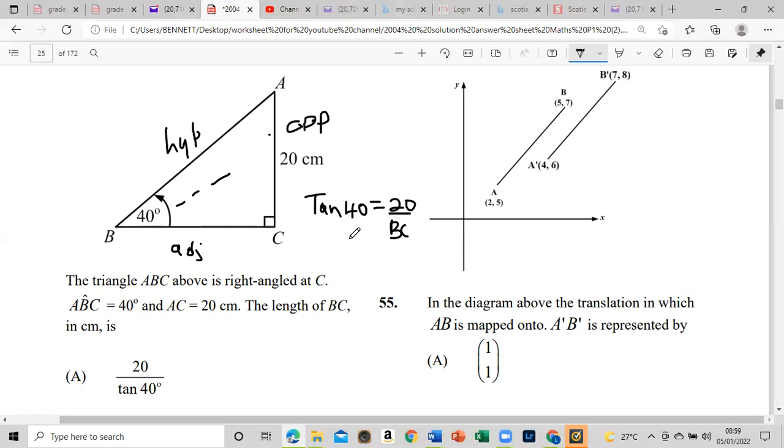And now with a cross multiply, we get 20 times 10 40 equals BC times... equal 20. And then now we divide by 10 40.